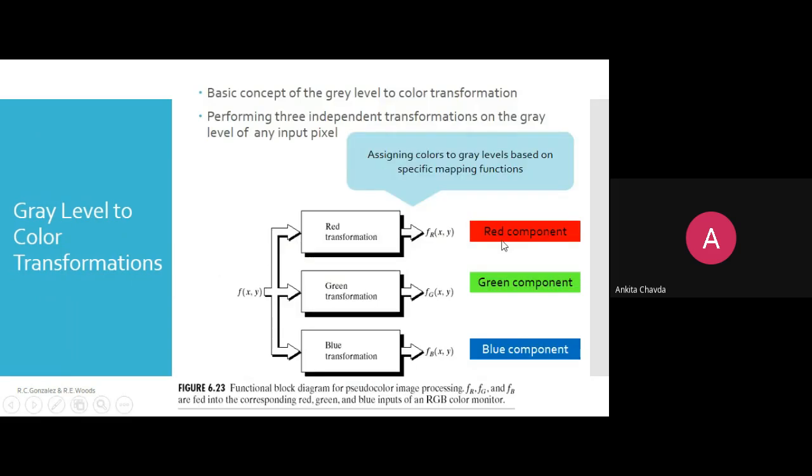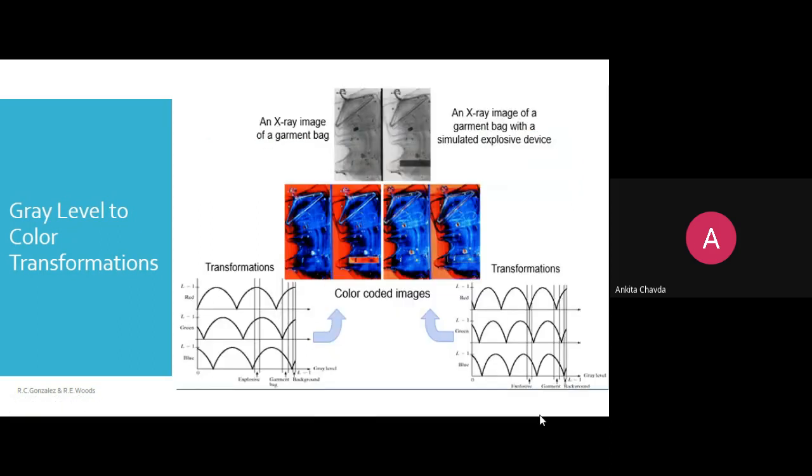So this is the functional block diagram for pseudo color image processing: fR, fG, fB. They are fed into the corresponding red, green, and blue inputs of an RGB color monitor, right? So for the hardware, we are using this technique.